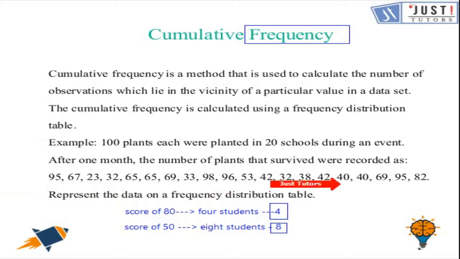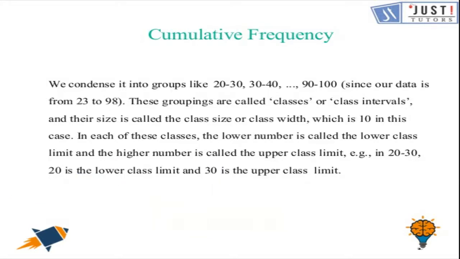First we are going to convert it into a frequency distribution table, and after that we are going to work out its cumulative frequency. In the given data, 23 is the smallest number and 98 is the largest one. So we are going to condense that into groups like 20 to 30, 30 to 40, and that would go up to 90 to 100, because the largest number was 98 in the data.